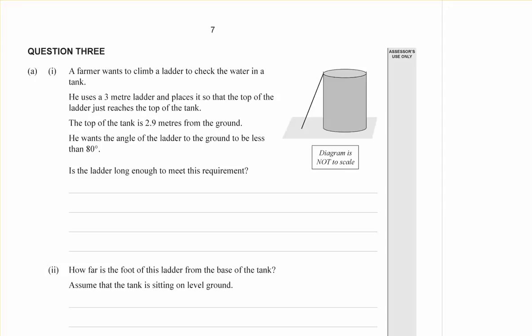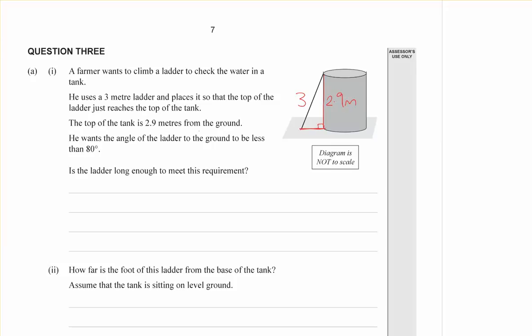Right, so this is the 2015 Geometry External, looking at question 3. You can pause the video and read the question, have a go at it yourself. It tells me the ladder is 3 metres, reaches just to the top, which is 2.9 metres off the ground. So there's my right angle triangle.